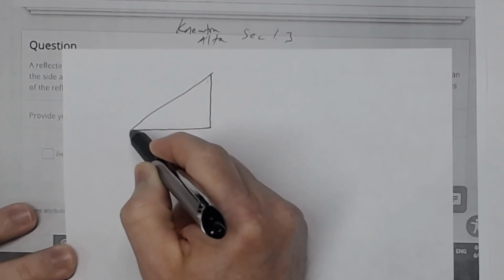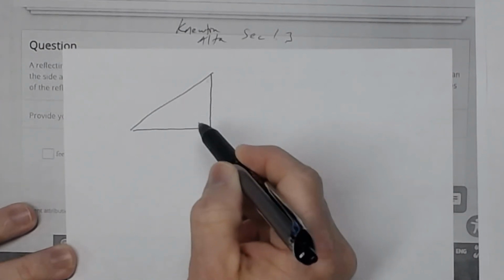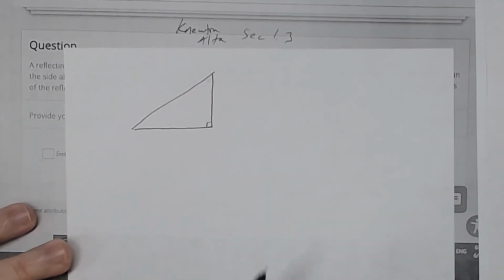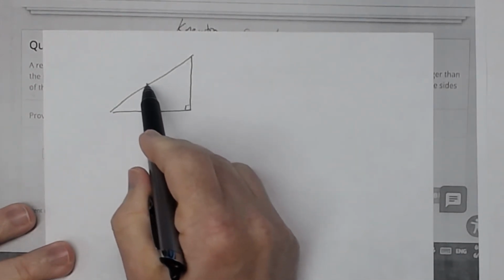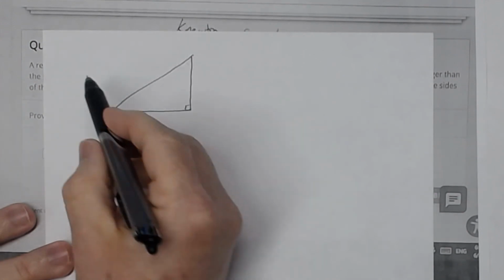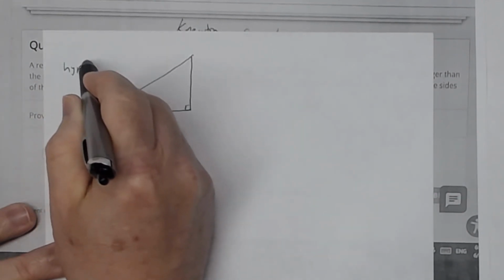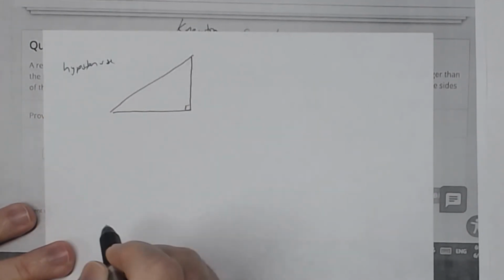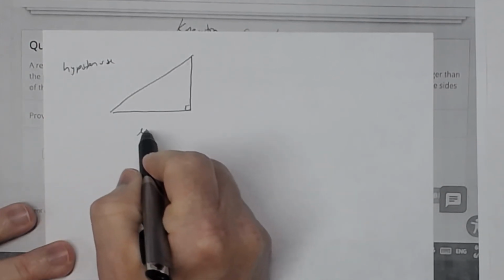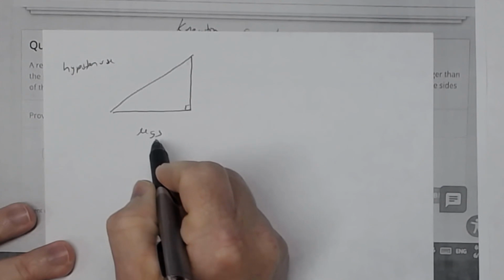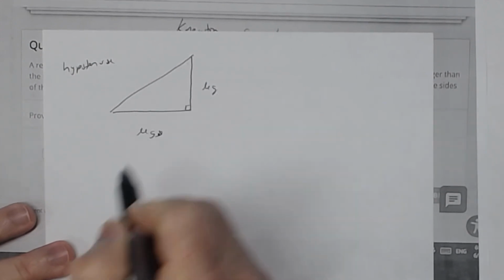Okay? And remember, a right triangle, right here, I'm going to draw the right angle. A right triangle has two legs. The side that's opposite the right angle, remember, that's called the hypotenuse. And the other two sides are called the legs. Just put singular leg. So these are called legs.